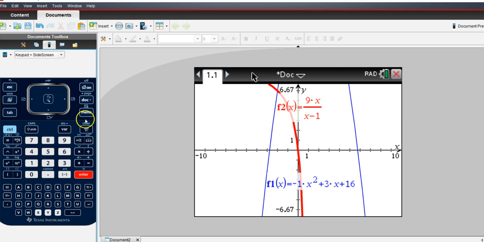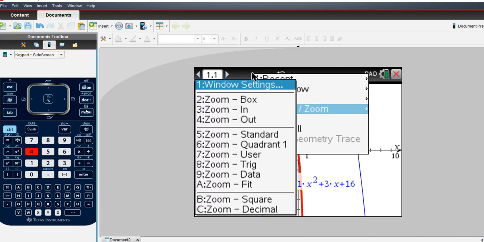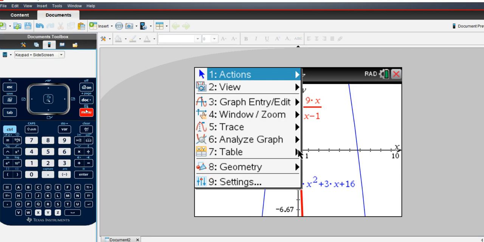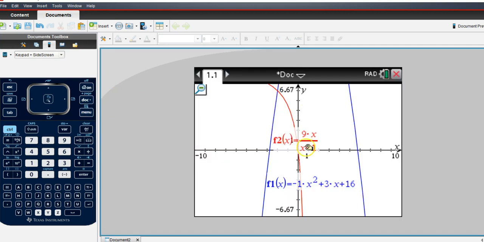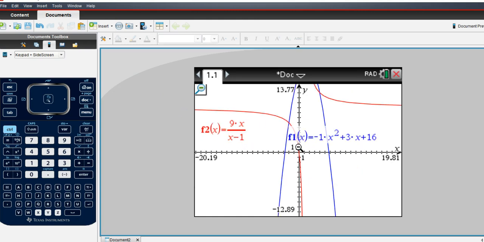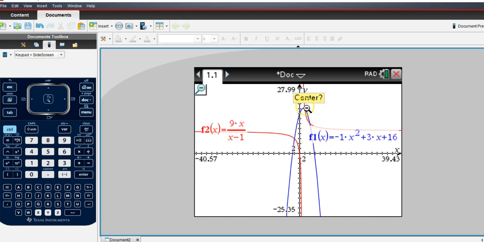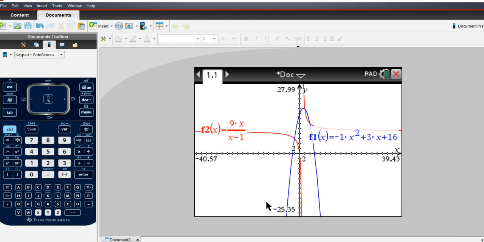And then I want to make sure, I want to zoom out just a little bit. Zoom out. I don't know why it's being weird today. Because look, there were these extra little pieces over here that we didn't see. So always zoom out a few times to make sure you're not missing anything on your graph.